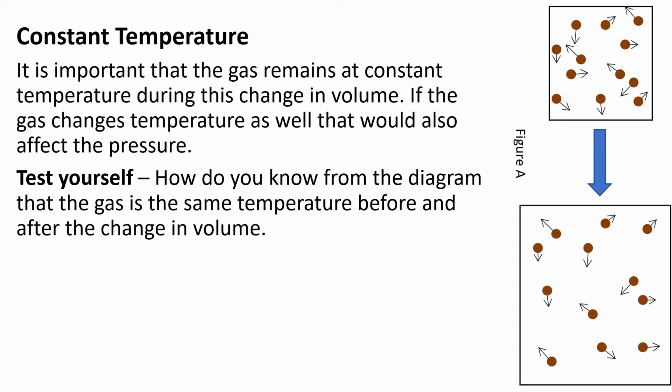Test yourself. How do you know from the diagram that the gas is the same temperature before and after the change in volume? Give yourselves a moment to think. The answer is that we can see that the speed of those particles is the same before and after, as shown by the length of the arrows.